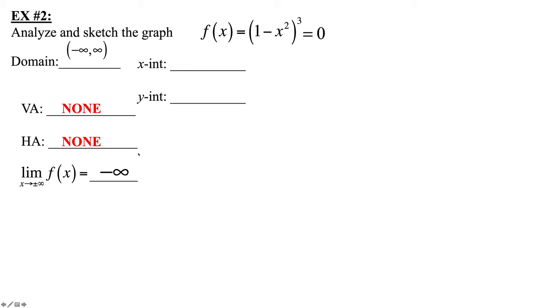All right, x-intercept, we can do this right away. It's already factored for us. 1 minus x squared set equal to 0. x is equal to plus or minus 1, but because that whole binomial is to the third power, there'll be three answers. So I'm going to leave that little subscript 3 to remind me it happens three times. That's going to be important when we get to our graphing. Y-intercept, well, that'll be 1 to the third power, so that's just 0, 1.